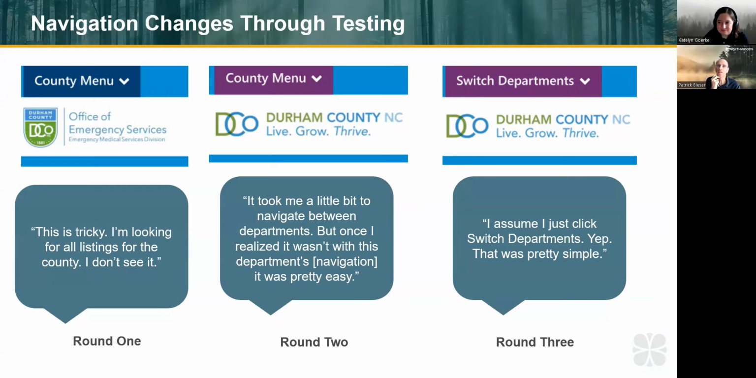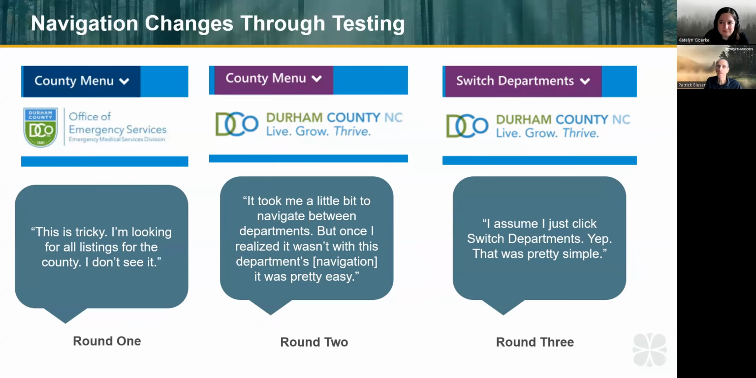A county menu is a 40-yard field goal, and switch departments is on the 1-yard line where you just got to push it into the end zone. You want to make it so they don't have to think as much as possible. You get very low attention span from users on a page, so make it as obvious and easy as possible. And that's what we did.